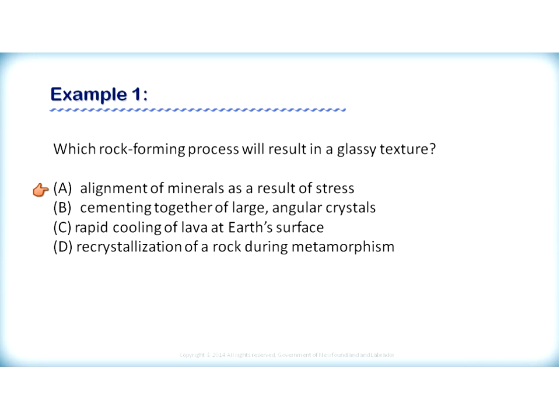Our choices: the alignment of minerals as a result of stress, that wouldn't be appropriate. Cementing together of large angular crystals, that wouldn't be an appropriate answer for this question. And C is the rapid cooling of lava at Earth's surface. So that would be the best answer to this question. So glassy texture results from a rapid cooling of lava at the Earth's surface.